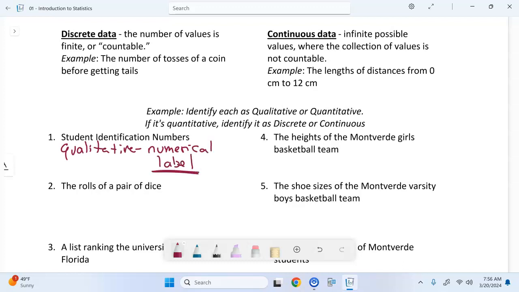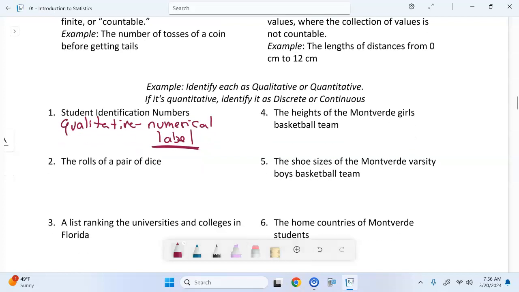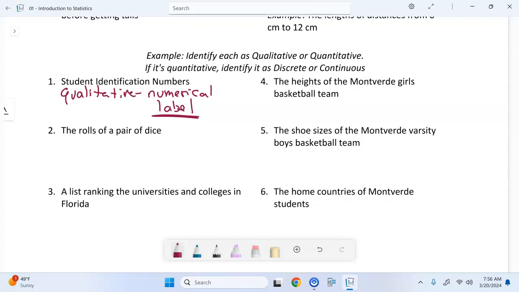It's a numerical label. Another thing similarly, a number on the back of a basketball jersey. Those numbers don't count anything. It's not counting the number of players. It's assigning a numerical label to that player. Does that make sense? So for quantitative, it needs to be a count or a measurement. So you have to think really carefully about that. Just because it's a number doesn't mean it is quantitative.